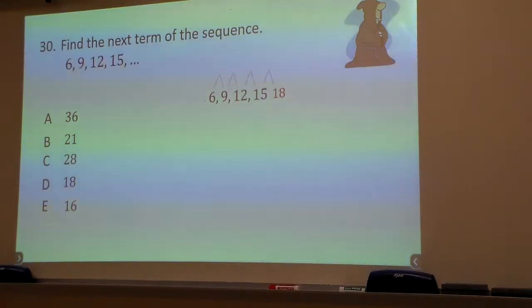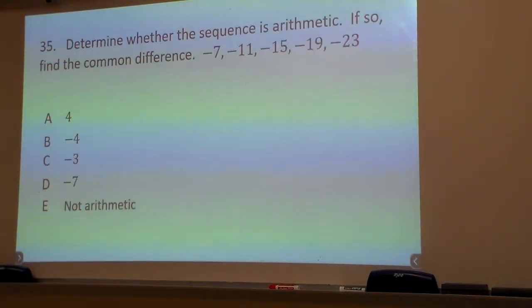Notice what are the numbers doing from 6 to 9, 9 to 12, 12 to 15? They're all going up by 3. So that means the next number would also have to go up by 3, making the answer 18. Because it's arithmetic, they're all going to either go up by the same amount or down by the same amount. That's what makes them arithmetic.